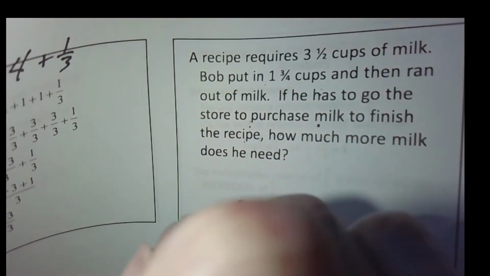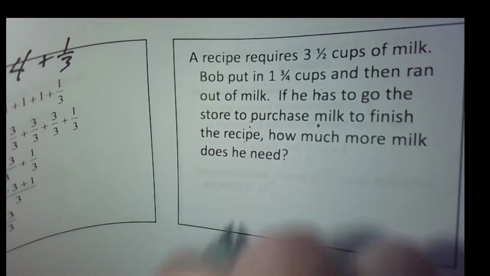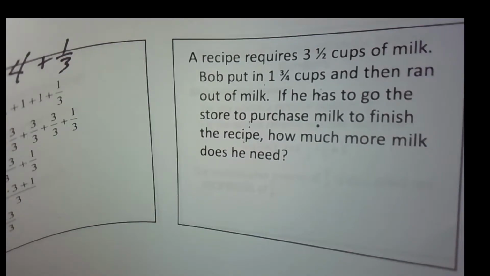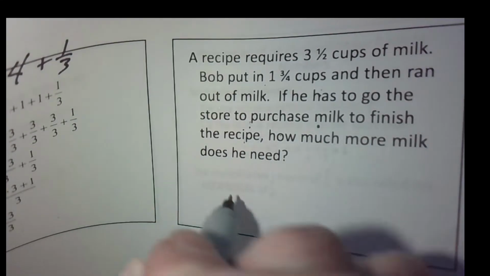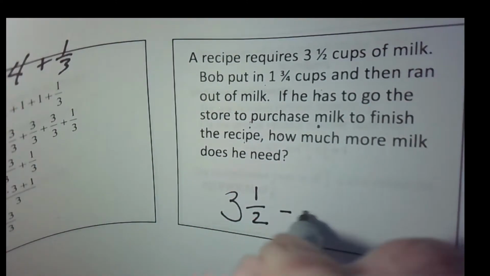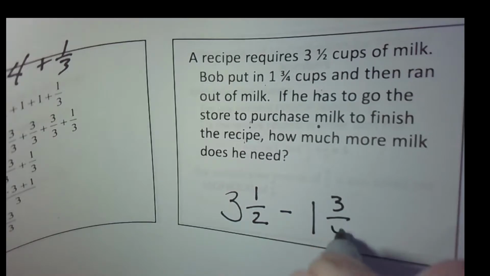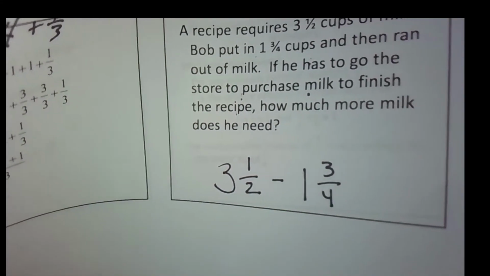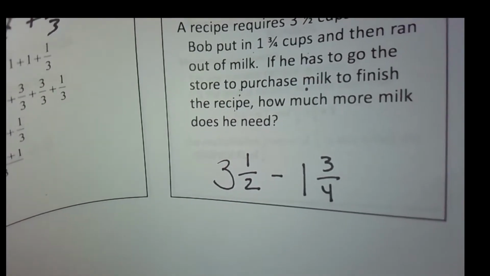Okay, so he has 3½ and he already used 1¾ cups. So he just needs whatever's left. Think about that. That's going to be a subtraction problem. 3½ minus 1¾. And when I subtract that, that's going to tell me how much more milk he needs to finish out the recipe.